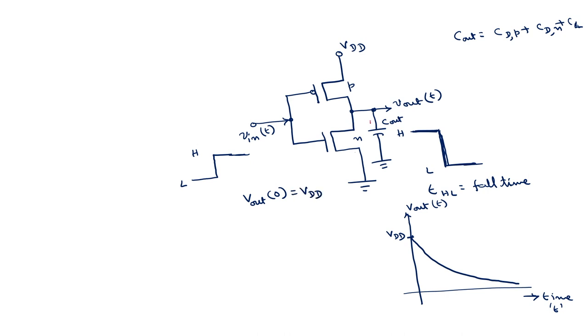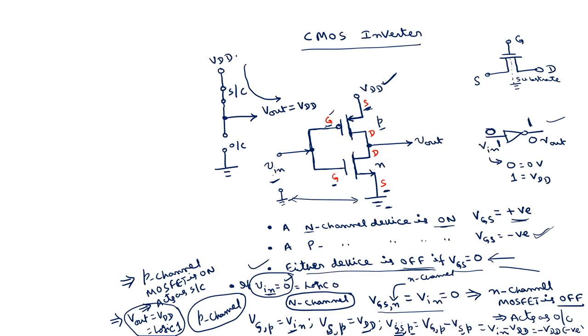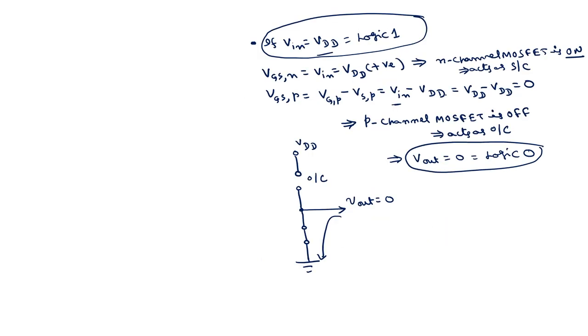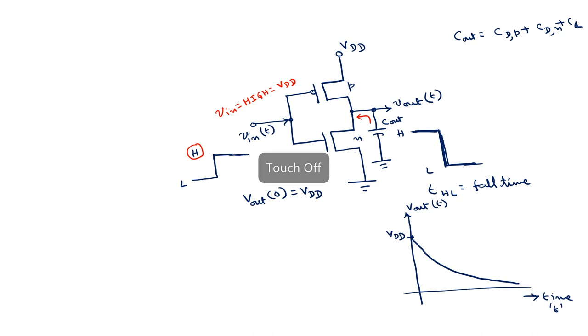If I assume that this is the direction of the current, so what will be the equivalent circuit? If I apply from low to high, if the input is high, then what happens to the P channel? What happens to the N channel? If Vin is high, this is VDD. I have seen the previous case. If Vin is high, then the P channel will be off, the N channel is on. So, what will be the equivalent circuit?